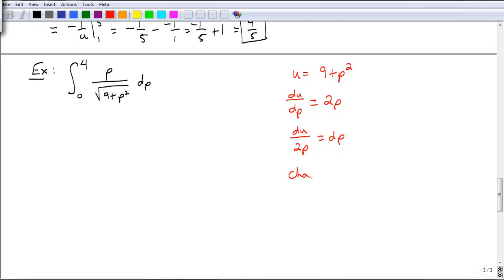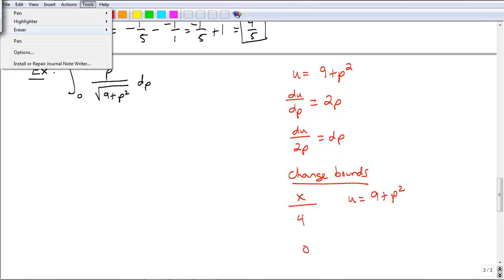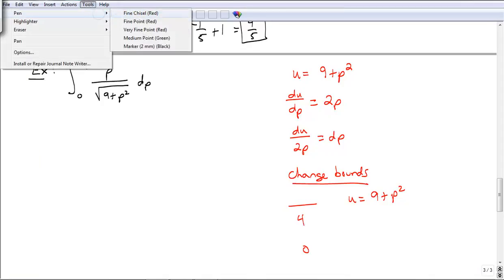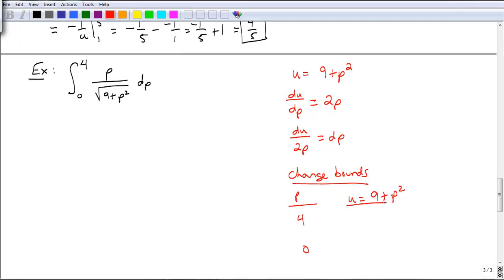Now I'm going to change my bounds, so I don't have to put my x's back in. My original bounds, 4 was the big one, 0 was the small one, but, oh, I'm sorry, that's for p, because these bounds went for the original p. To figure out my u bounds, I plug 4 into 9 plus p squared, and I get 25. I plug 0 into 9 plus p squared, and I get 9. So this new integral is going to have bounds that go from 9 to 25.